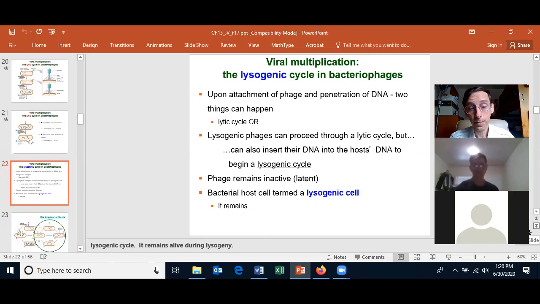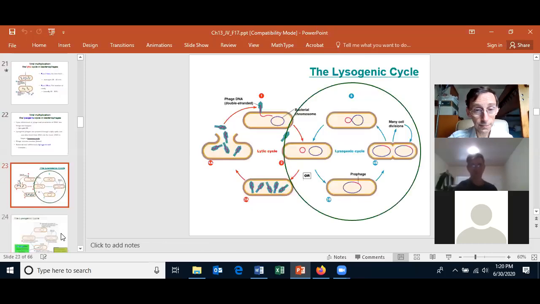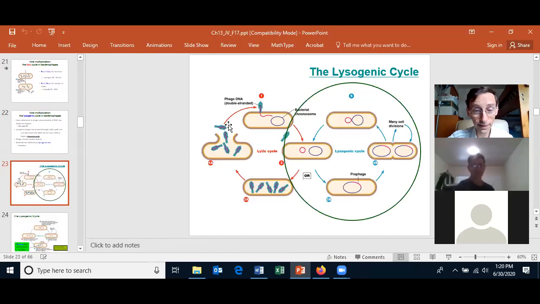A lysogenic virus can follow the lytic life cycle. When a lysogenic virus infects a host cell, it may decide to undergo the lytic life cycle, in which case it just goes through the lytic life cycle where the virus replicates and bursts the cell, and then the new virions go out and attach to new bacteria. So that's the lytic life cycle.